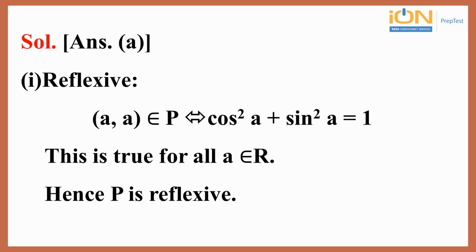For a relation to be an equivalence relation, it has to be reflexive, symmetric and transitive. So let us verify that it is a reflexive relation. For a relation to be reflexive, every element of that set must be related to itself. So let us see if (A, A) belongs to the relation P. Now if (A, A) is to belong to the relation P, it would happen if and only if cos square A plus sin square A is 1. That is, we replaced B with A, and cos square A plus sin square A is 1 is already a true equation. So hence P is reflexive.